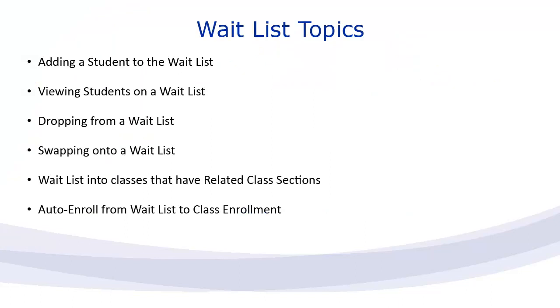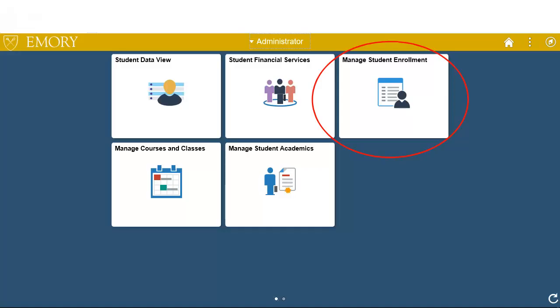This video will cover 6 waitlist topics: adding a student to the waitlist, viewing students on a waitlist, dropping from a waitlist, swapping onto a waitlist, waitlist into classes that have related class sections, and auto-enroll from waitlist to class enrollment. To start, click on Manage Student Enrollment.